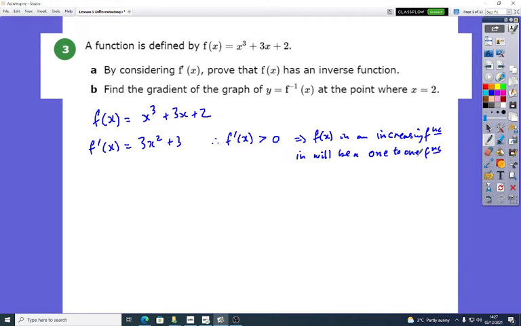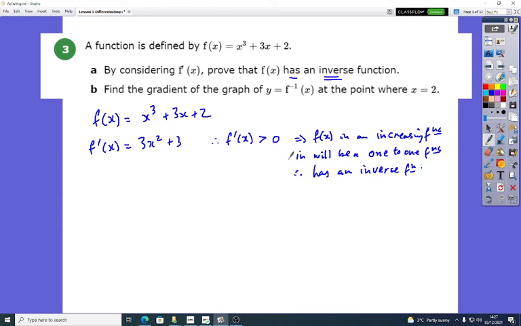And since it will be a one-to-one function, therefore it has an inverse function. And make sure you state this, that this is always positive, which means f of x is an increasing function because the gradient is always positive, it's always going up.